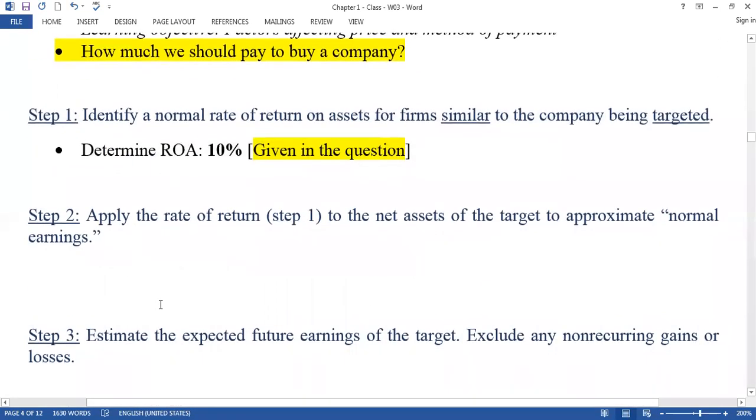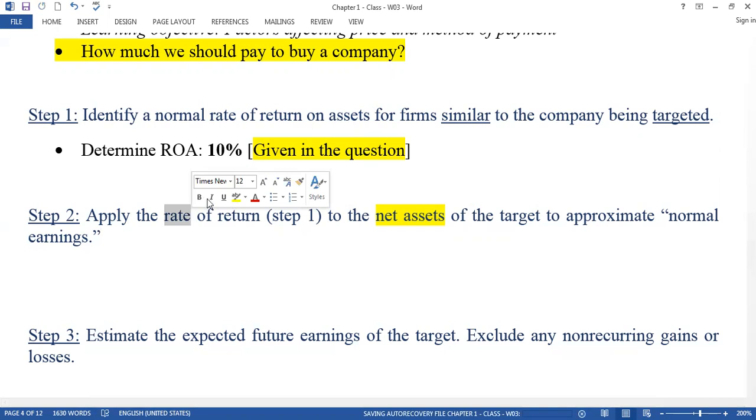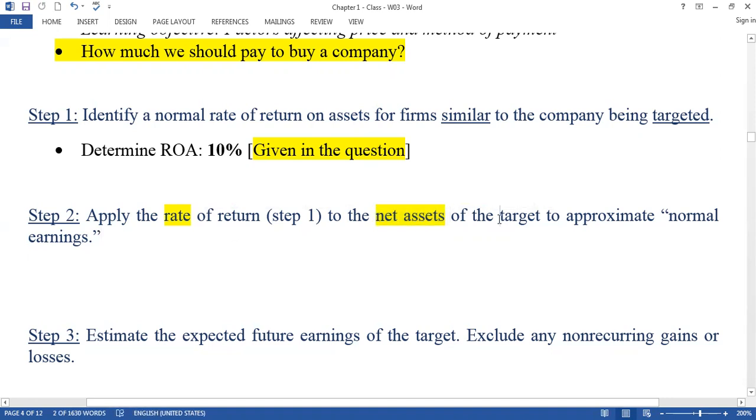Yes. Now step 2 says to apply the rate of return. We are going to apply this rate to the net assets. So we need the net asset. We already know the rate from our step 1. Then we need to know the net asset of the target company. So your target company is Oinjoken University, for example, and you have to calculate what is the net asset of Oinjoken University.